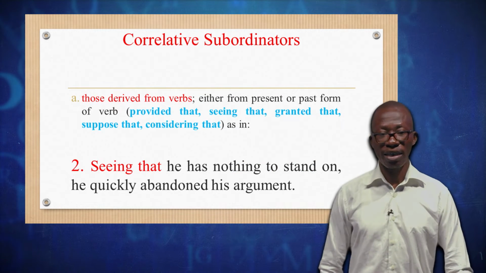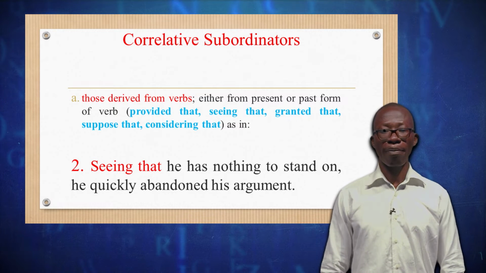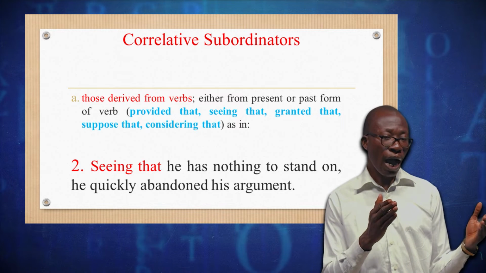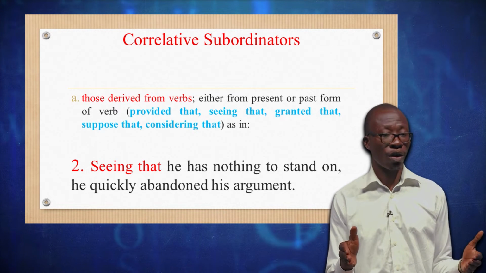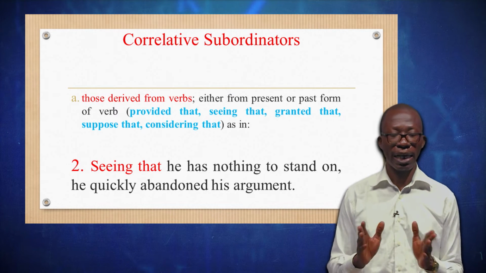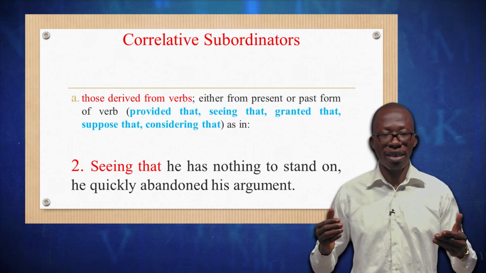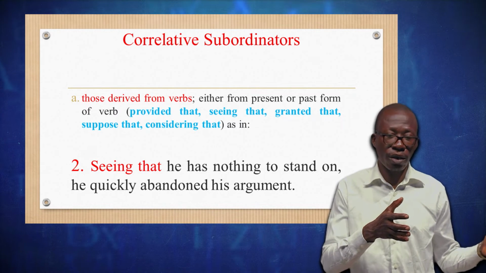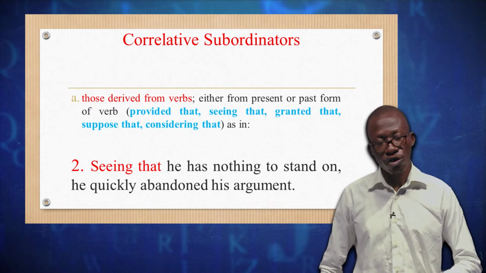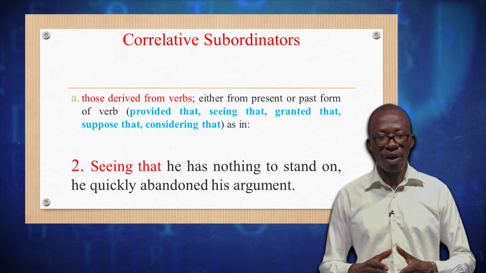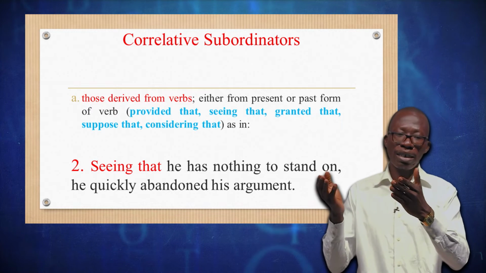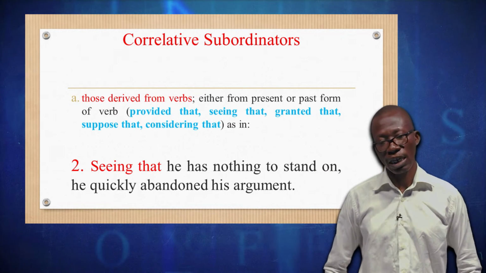Then we have seeing that he had nothing to stand on, he quickly abandoned his argument. In this case, we have seeing that being the first part of the statement, the clause: he had nothing to stand on. Then we have he quickly abandoned his argument. So we have seeing that he has nothing to stand on, being a subordinate clause, depending on he quickly abandoned his argument to give us a complete meaning. Now let's find out whether we could bring he quickly abandoned his argument before the first clause and see whether it makes sense.